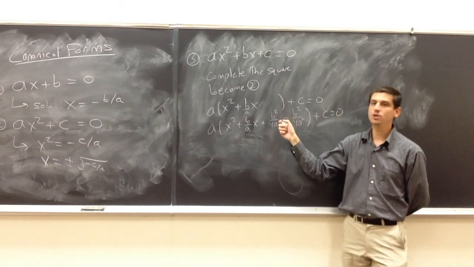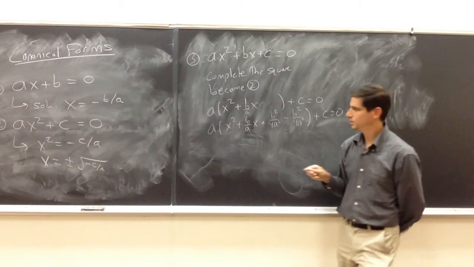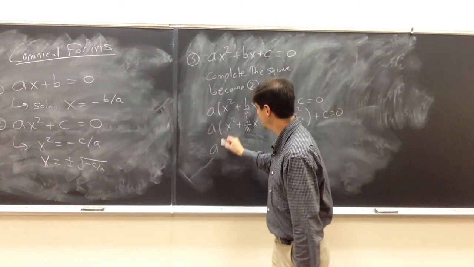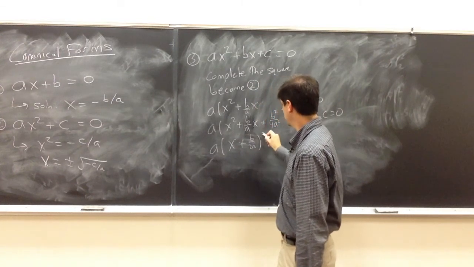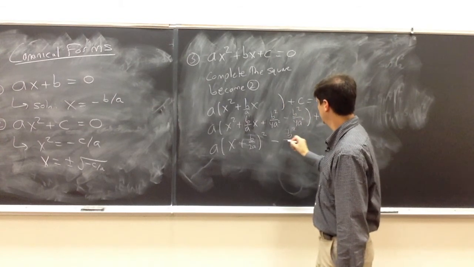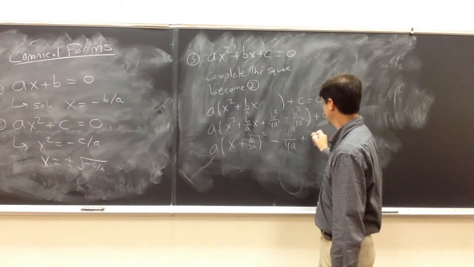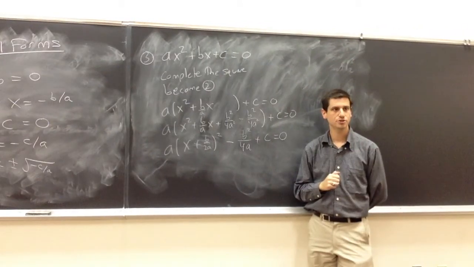So I'll have then a times b over 2a. And then when I expand everything out, it's going to be perfect. So now if you look at what we get, a times (x plus b over 2a) squared minus b squared over 4a plus c equals 0. Do we know how to solve something like this?